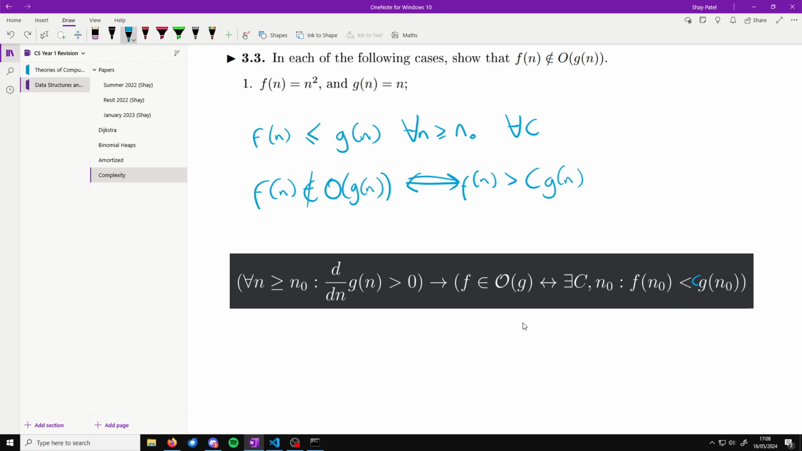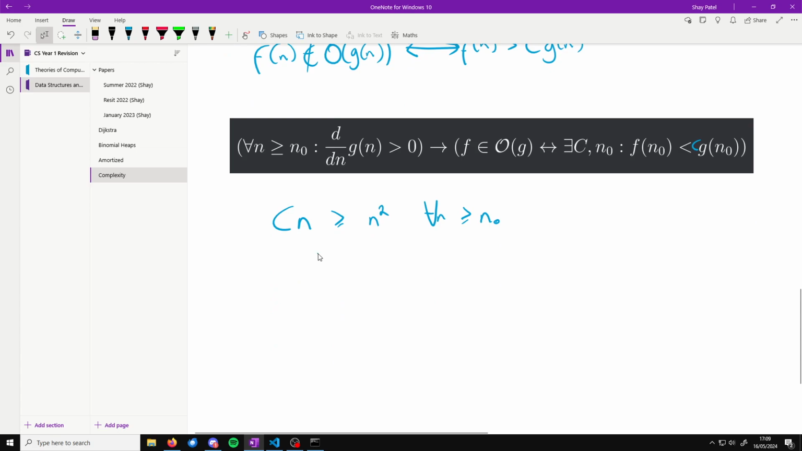Yeah, that makes sense. Okay, but how can we go about proving this doesn't exist, or that there doesn't exist a c? I mean, we can tell that f of n, which is n squared, if we were trying to do n is more than or equal to c times n squared for values of n greater than or equal to some n0, we know we wouldn't be able to do this.